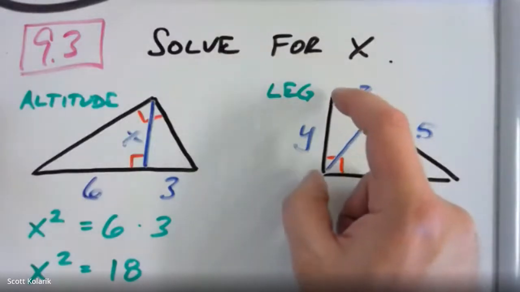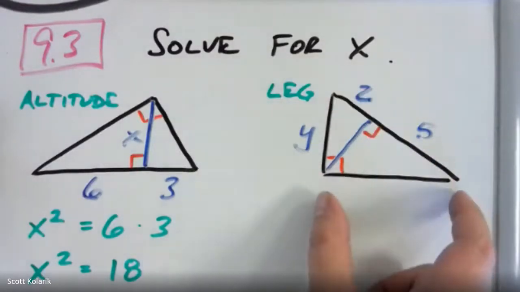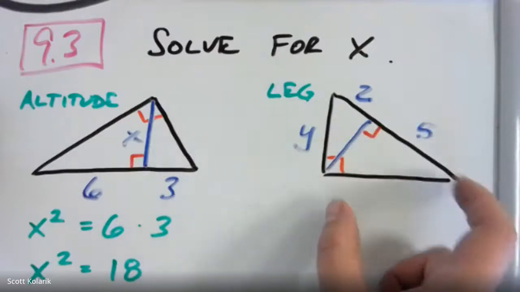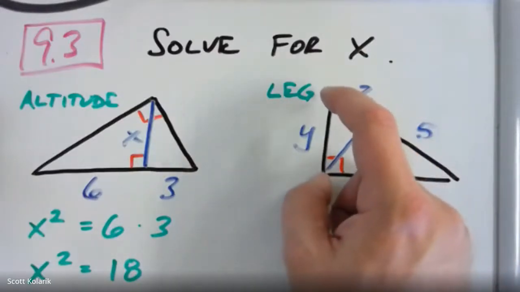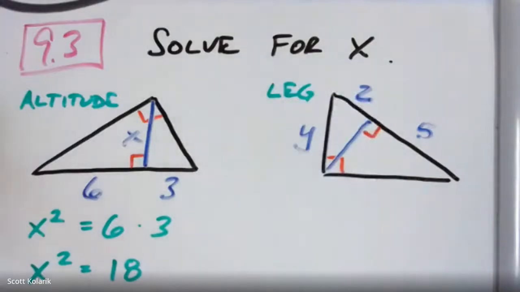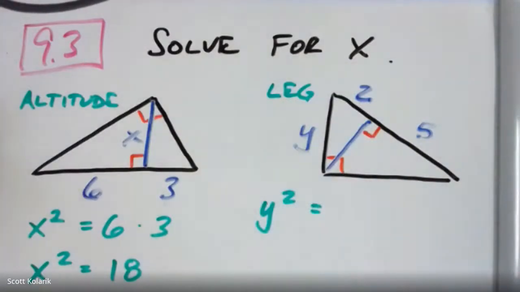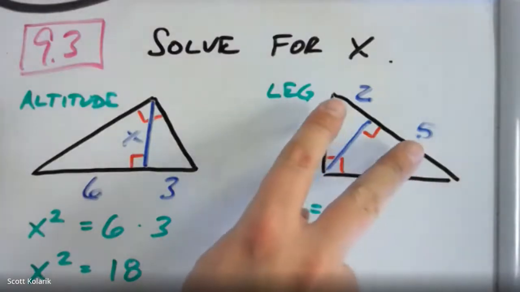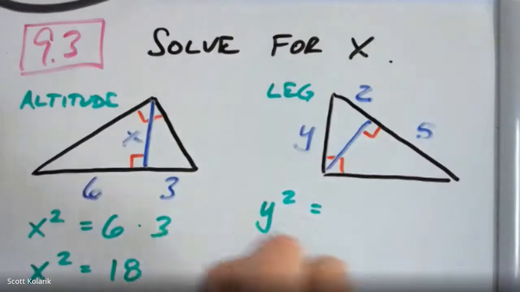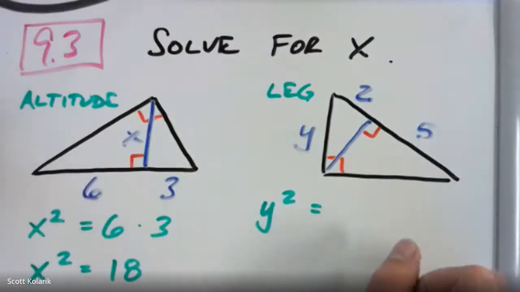I'll start with whatever leg I'm solving for. It could be either. I'll talk about the alternative way in just a second, but maybe it's this leg that I'm solving for, like in this example. I would take that leg and square it, just like we did with the altitude, the missing piece I'm trying to solve for. And now I'm going to be multiplying two pieces. However, they are not these two pieces. Let me explain. That maybe came out confusingly.